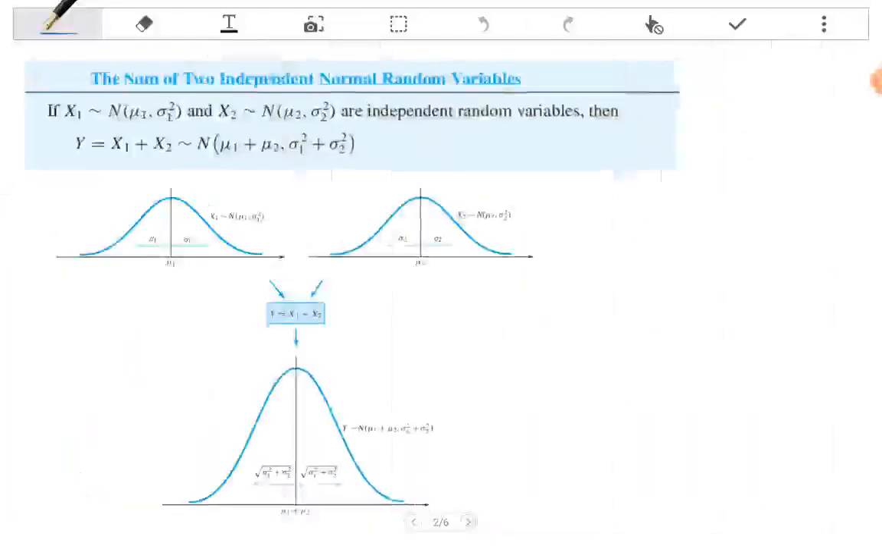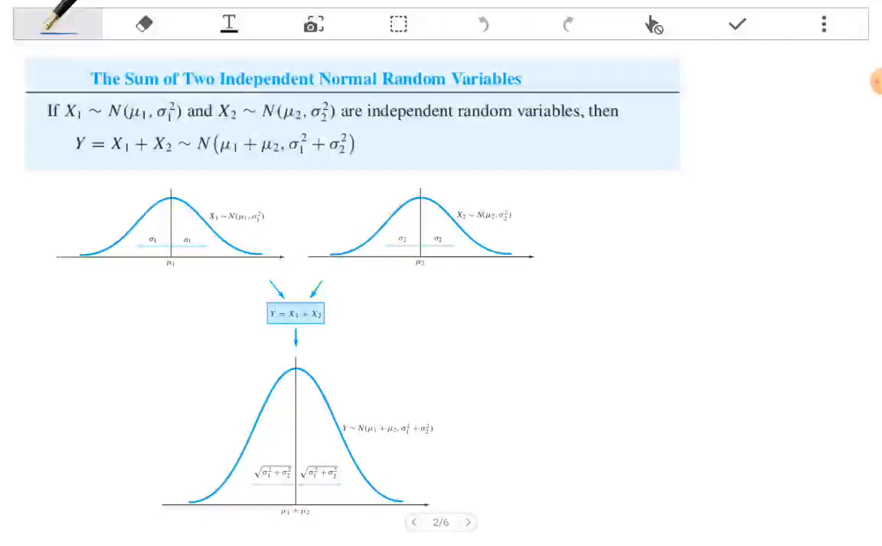Okay, what if we have two normal random variables? And for simplicity, we will consider only the case when they are independent random variables. Let's have a look at this theorem here. Assume that X1 is a normal random variable with this mean and this variance. X2 is also a normal random variable, but with another mean and variance. Then if we consider a random variable which is the sum of these two, it's again a normal random variable, so again with normal distribution. But the mean is the sum of the two means and the variance is the sum of the two variances.